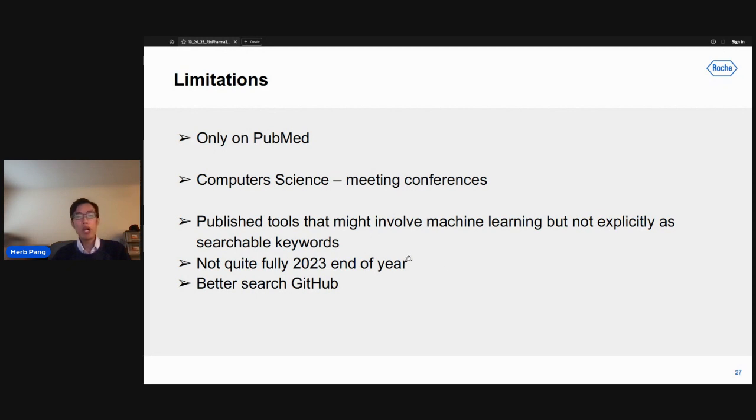Not all of 2023 was covered, as we haven't gotten to the end of the year yet. As we saw earlier in some of the slides, data is only up to a certain time in 2023. Perhaps there could be a better search, as we saw earlier within GitHub, to identify and understand the trends of the things that are published in GitHub.